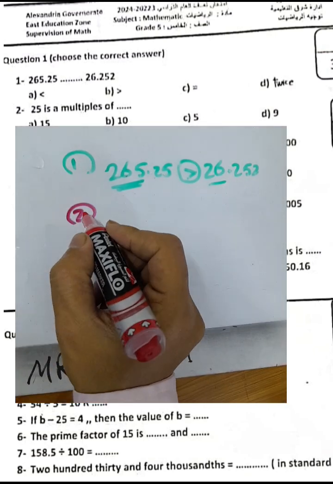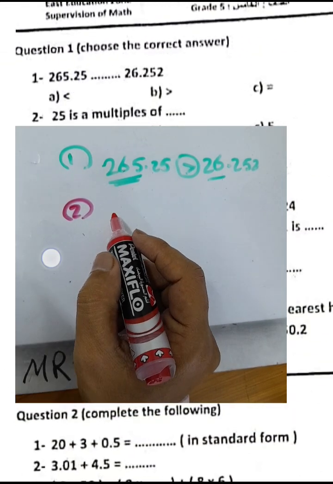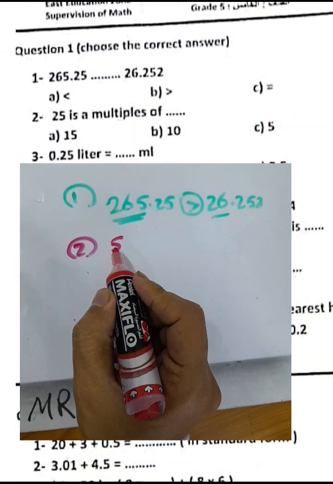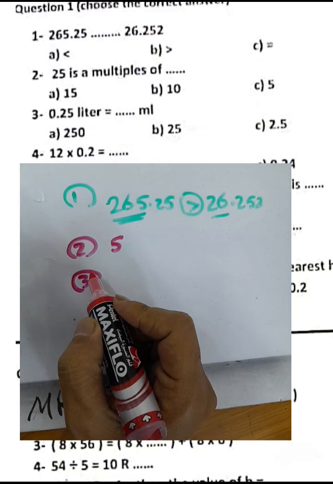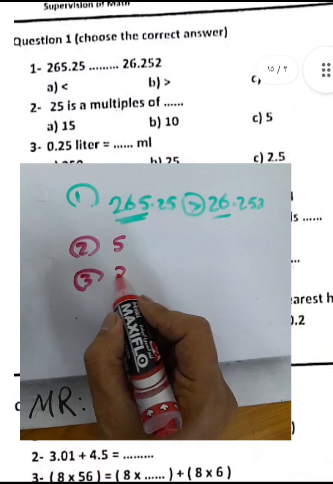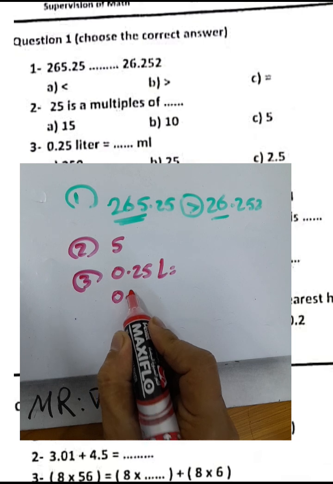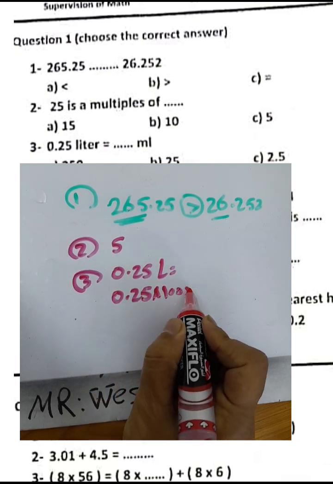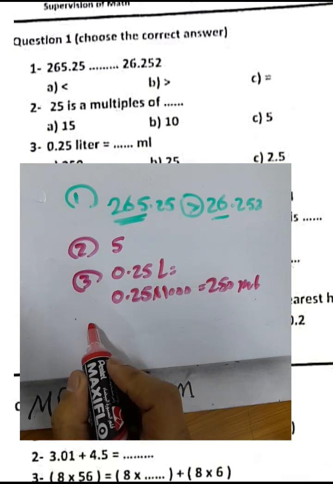Question number 2, 25 is a multiple of what? 25 is a multiple of 5, because 25 can be divided by 5. Number 3, we have 0.25 liter, convert to milliliter by multiplying by 1000. The result will be 250 milliliters.